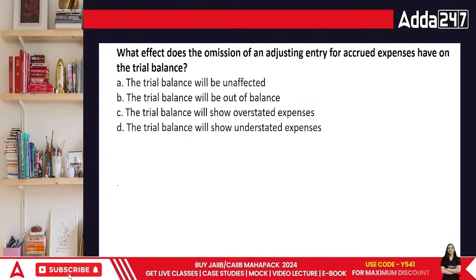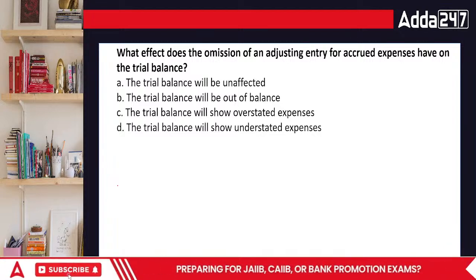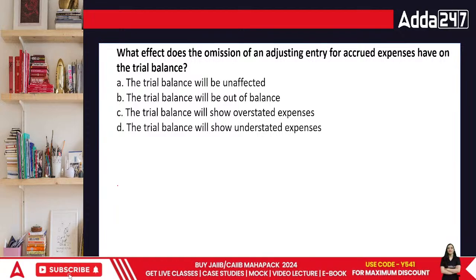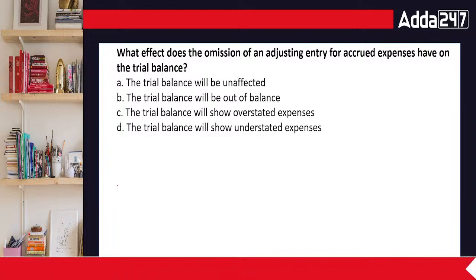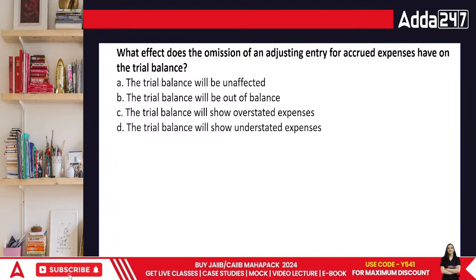What effect does the omission of an adjusting entry for accrued expense have on the trial balance, everyone? The trial balance will be unaffected. Trial balance will be out of balance. Trial balance will show overstated expenses, or trial balance will show understated expenses. What's going to be the correct answer, everyone?